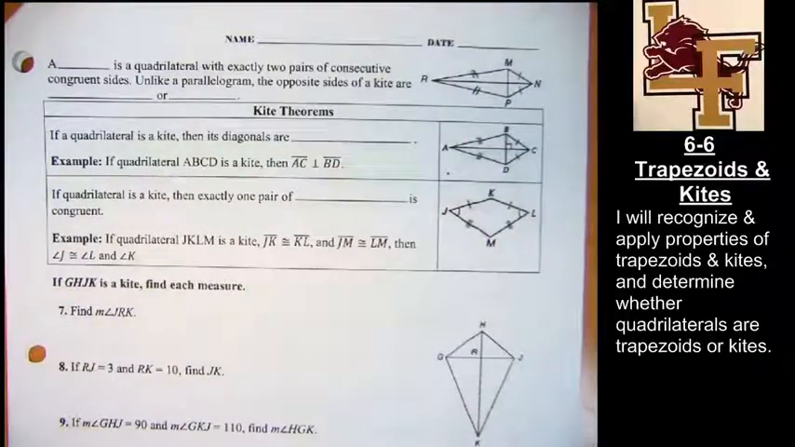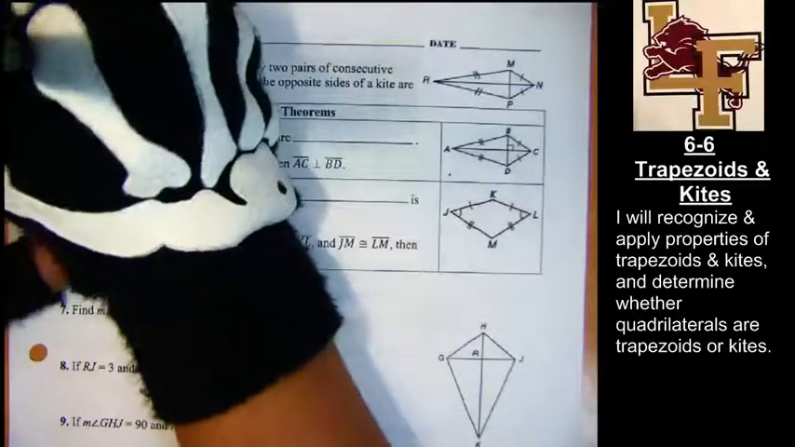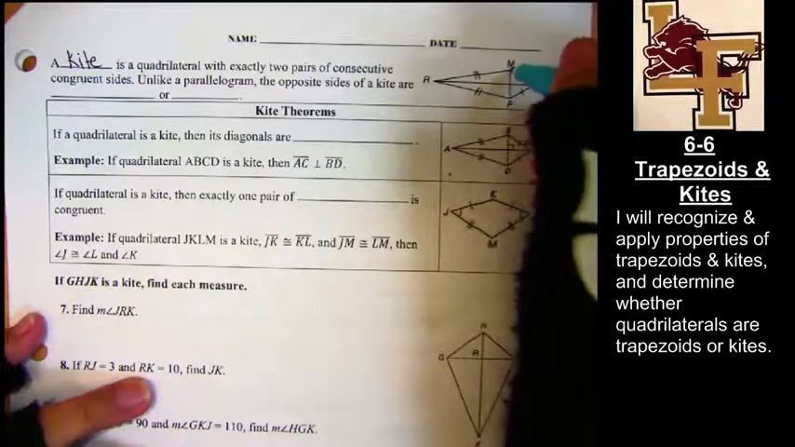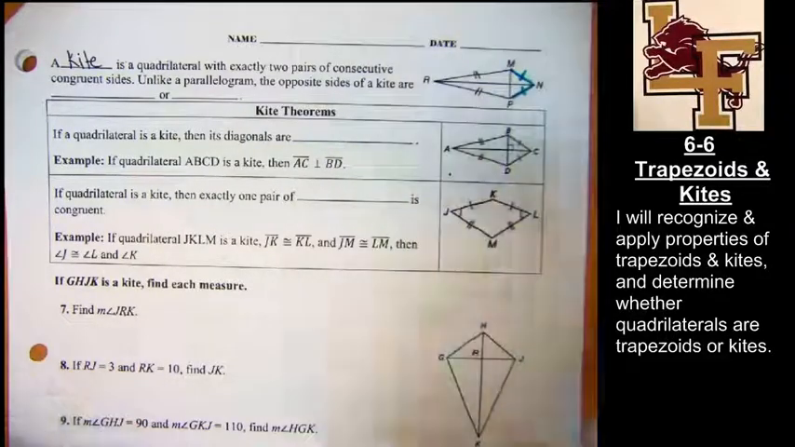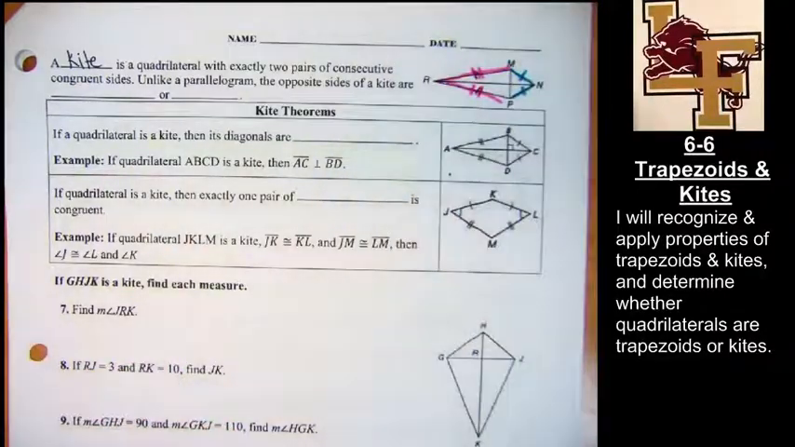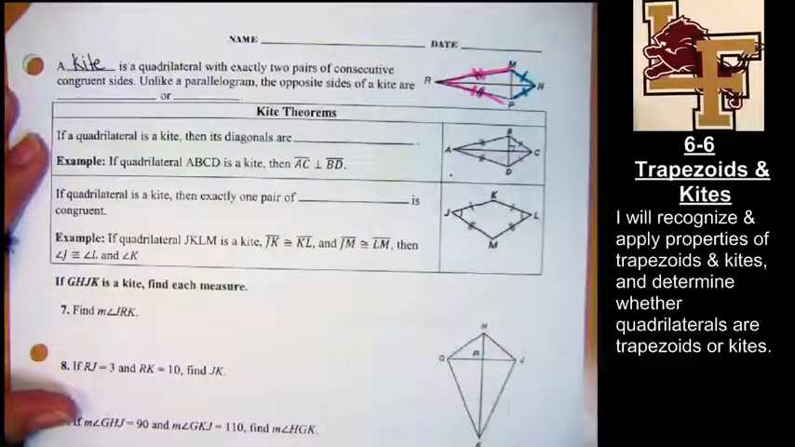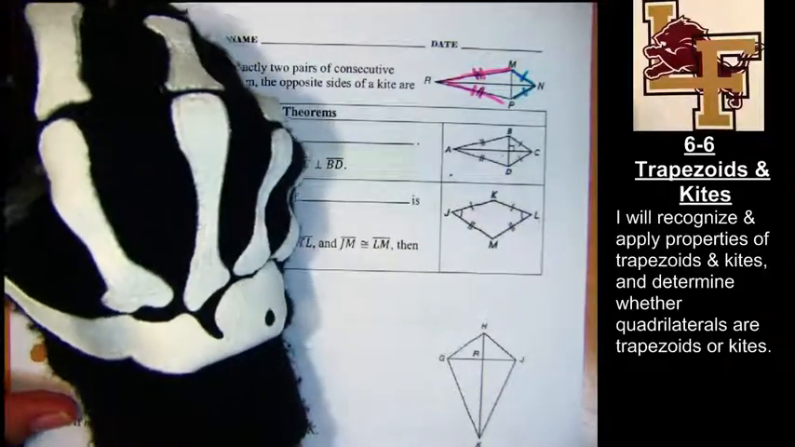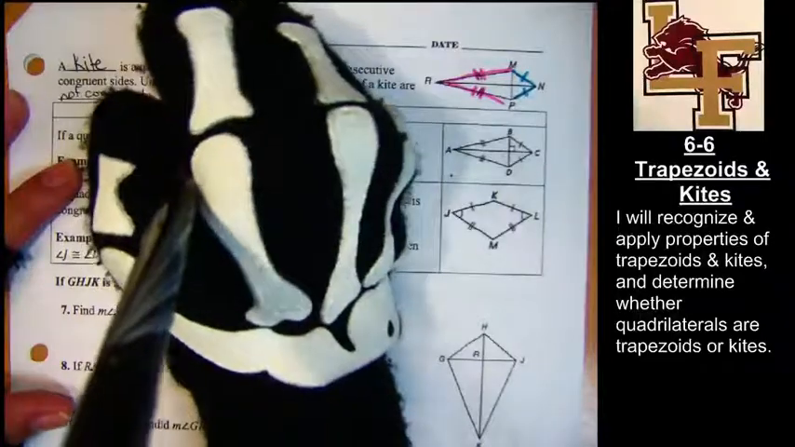We're working on the kite. So a kite is a quadrilateral with exactly 2 pairs of consecutive sides being congruent. Those are the sides next to each other, the sides that are creating a corner. So these 2 are congruent to each other, and these 2 are congruent to each other. Notice it's not the ones directly opposite each other, it's the ones that are next to each other forming a corner that are the same measure. Unlike the parallelogram, the opposite sides of a kite are not congruent to each other, nor are they parallel to each other.